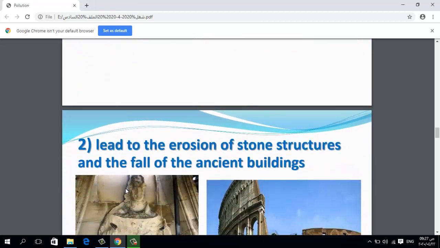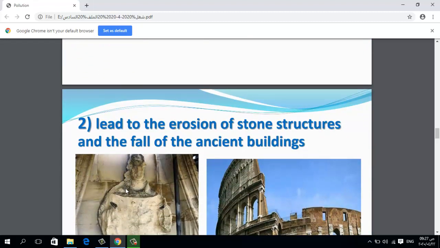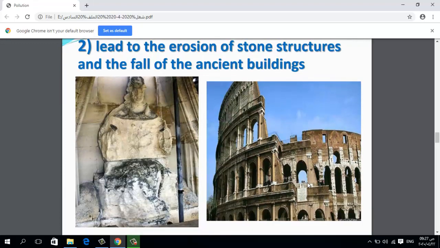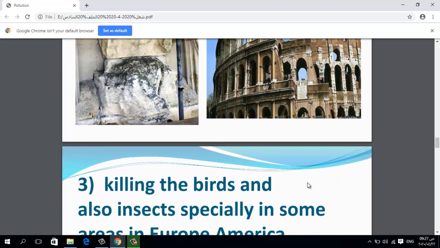Number two, this acid rain will also lead to erosion. Erosion, as you can see in this photo, means that the building will lose some of its parts. So you can imagine if it is an ancient building, what will happen to this building? All of it will be destroyed. So now go to the next point.